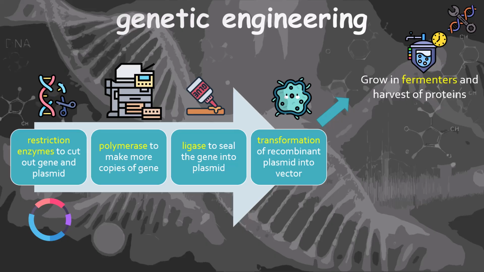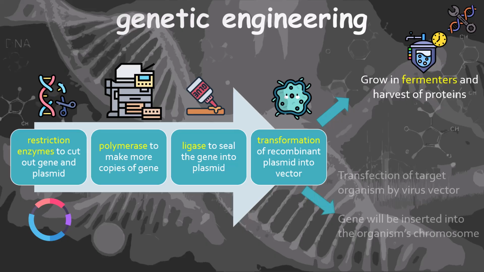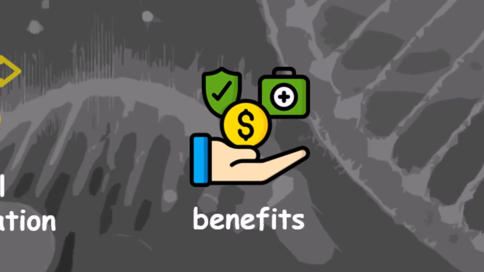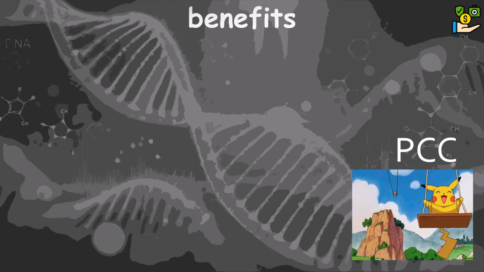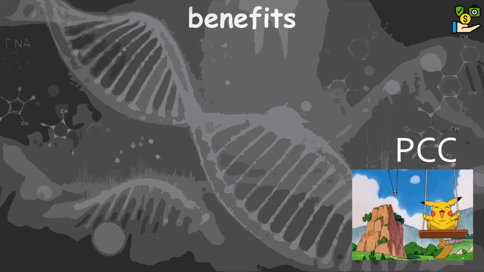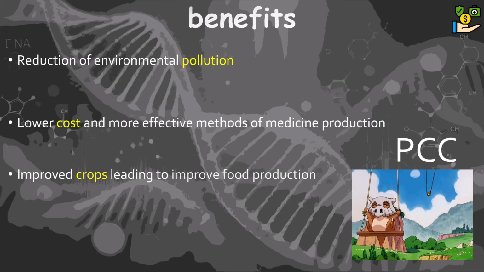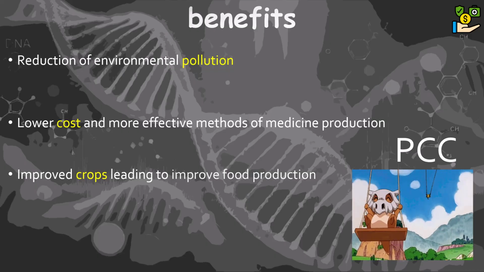If we want the gene to be inserted into the target organism, the vector used is normally a virus, and it will transfect the target organism by inserting the gene inside the target genome. When successful, the target organism will be able to produce the protein, and there are benefits to genetic engineering. Just remember PCC, which is the opposite of CCP. P for the reduction of pollution, C for lower cost, and another C for improved crops.